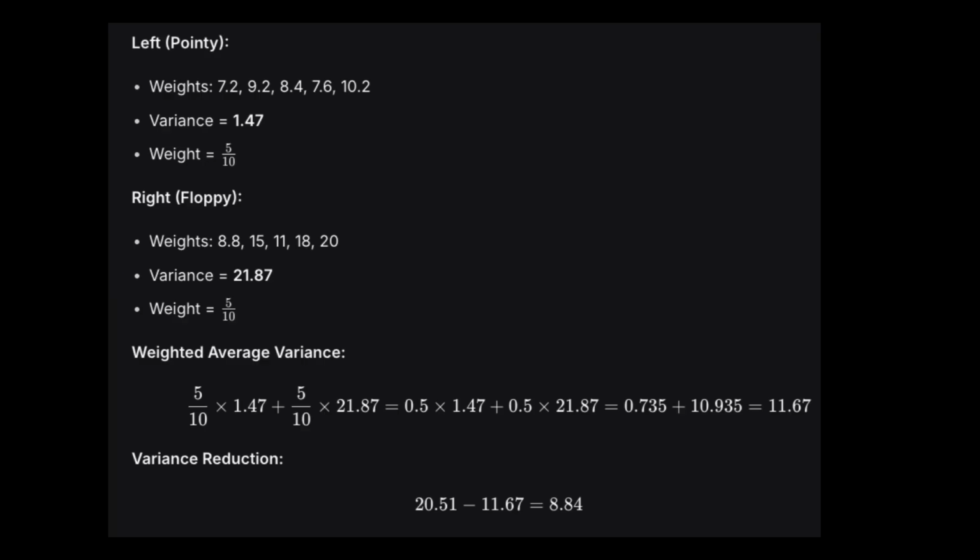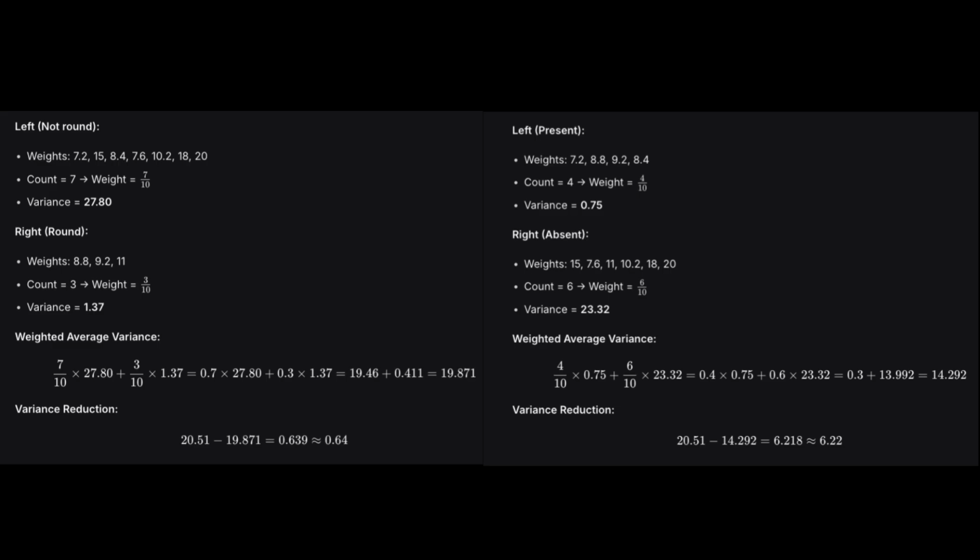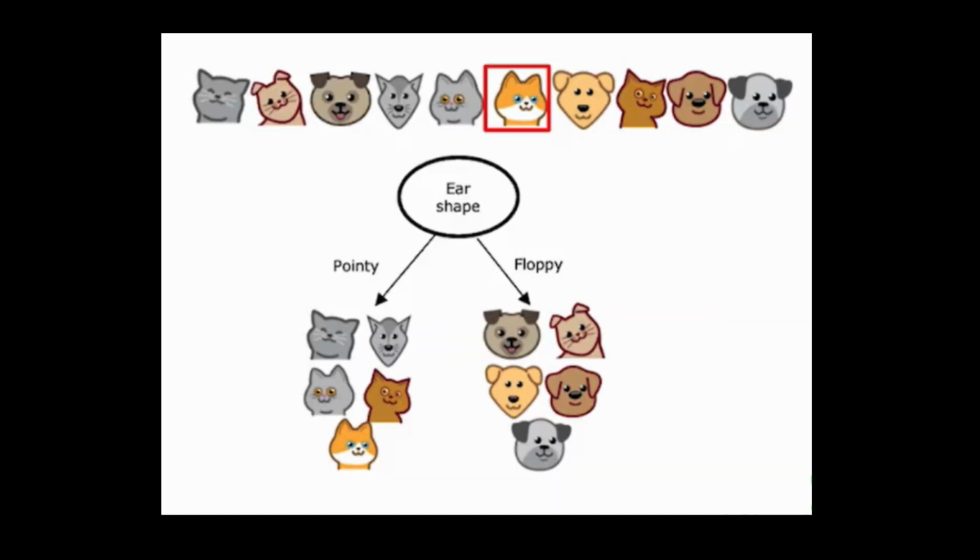We combine the two variances, weighted by how many animals are in each group, to get a combined variance of about 11.62. Compare that to the variance of all 10 weights together, about 20.51. The split reduced the variance by 8.89, a big drop. Other splits, like face shape or whiskers, don't reduce the variance as much, so the tree decides to start with the ear shape question.